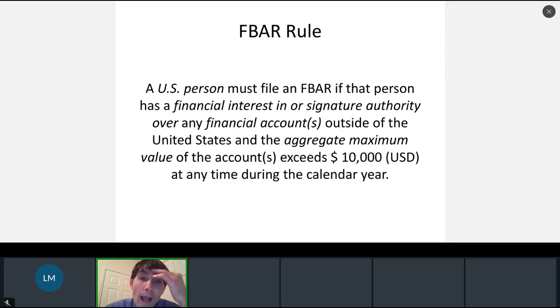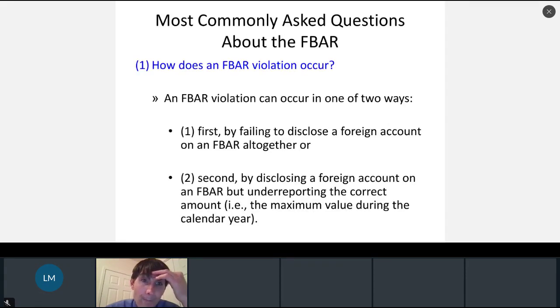You still, if you had at least two such accounts, you would not be able to dodge the FBAR requirement. And the reason being is because the definition here employs the word aggregate. Aggregate means that you have to take the high watermark balance of each of the taxpayer's foreign accounts. And if, when they're added together, they exceed the threshold of 10,000, then that alone is enough to trigger an FBAR reporting requirement.